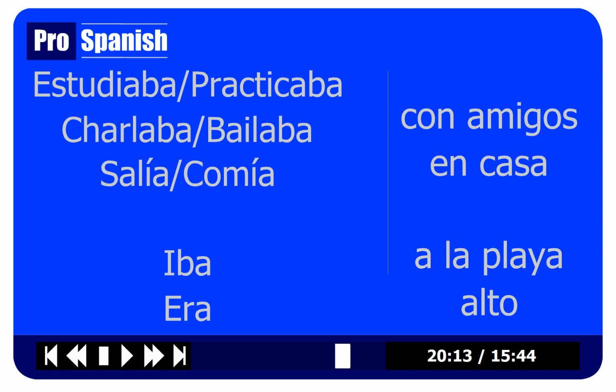How about they used to go to the beach? Iba a la playa would be he or she, and they, iban a la playa. They used to go to the beach every day. Iban a la playa todos los días. They used to go to the beach every Saturday. Iban a la playa cada sábado.